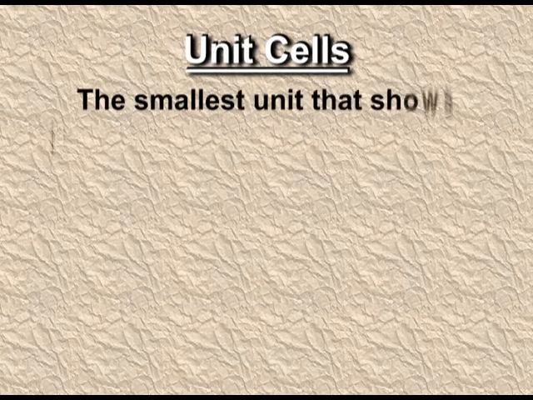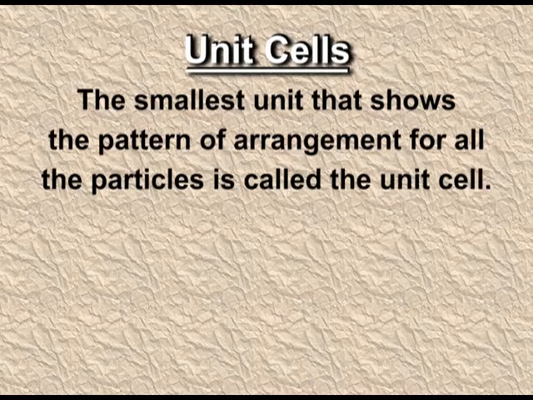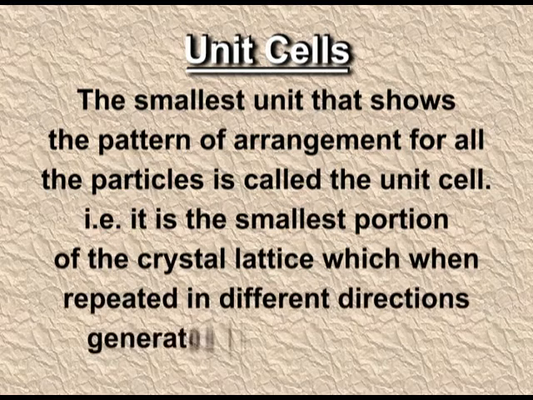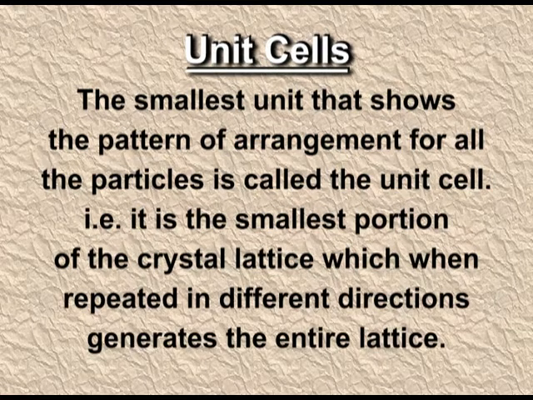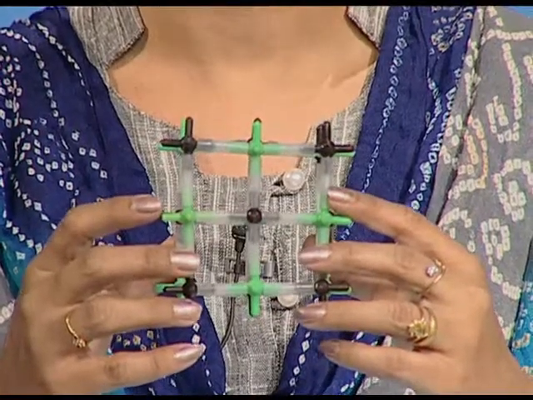Let's define the unit cell. The smallest unit that shows the pattern of arrangement for all the particles is called the unit cell. That is, it is the smallest portion of the crystal lattice which, when repeated in different directions, generates the entire lattice. Here in the picture also you can see the blue shaded portion is a unit cell. It is repeated in three dimensions and we get the entire crystal lattice. It resembles this. Now let us study the unit cells in detail.